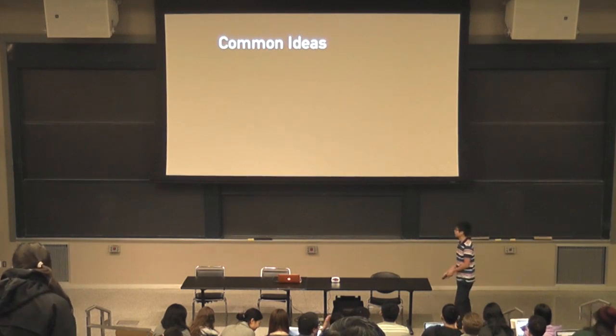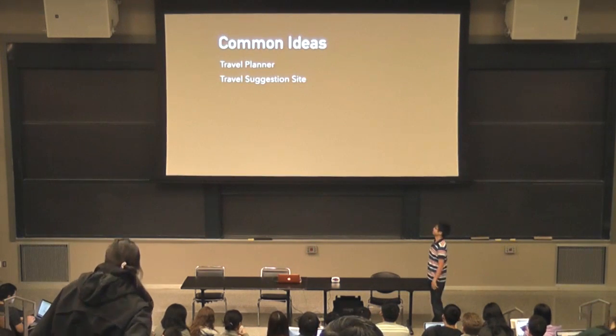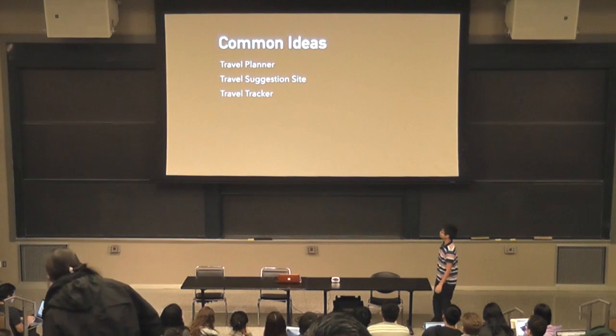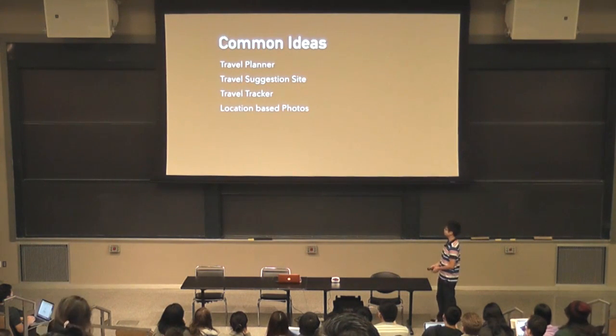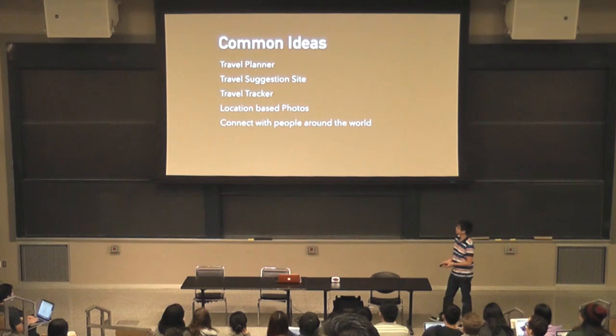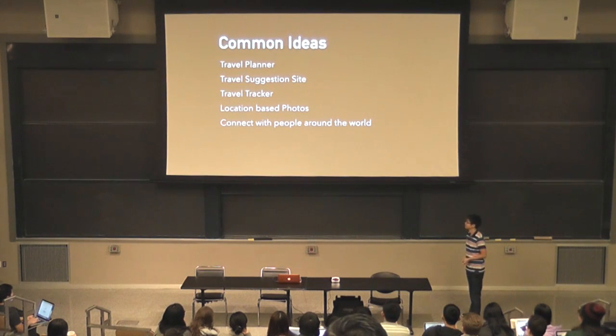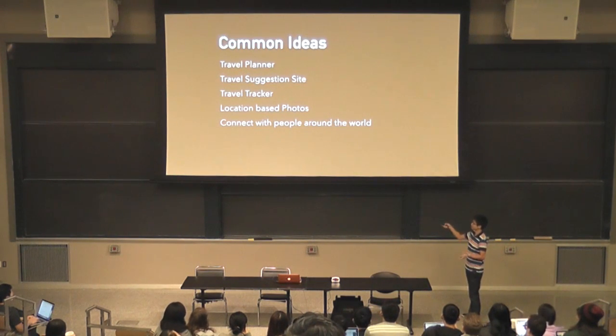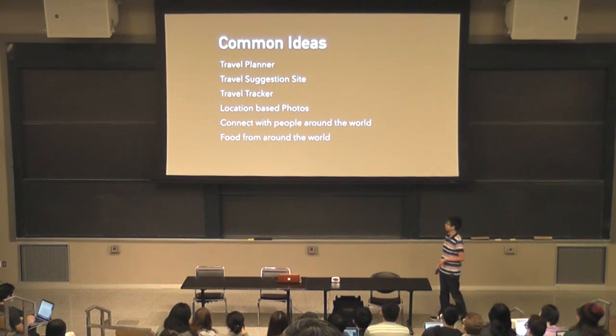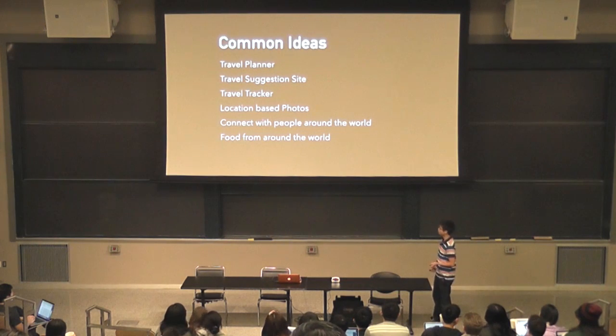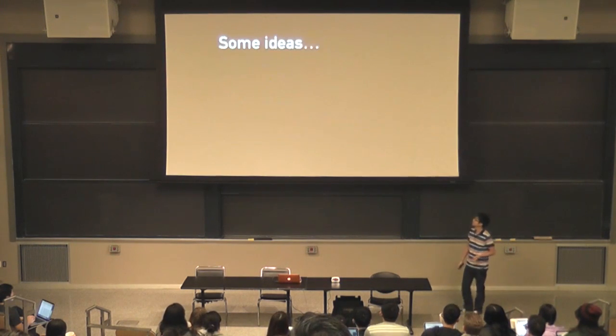Some common ideas. These are ideas that we saw again and again. Travel planner, travel suggestion site, travel tracker, location-based photos, connect with people around the world. Yes, that's a very good way to use the theme. Food from around the world. We saw more of that than we thought, but all right, that's cool.